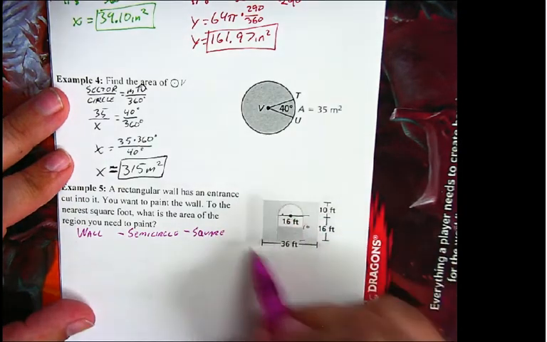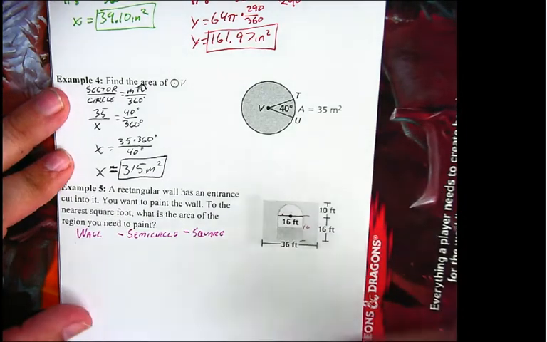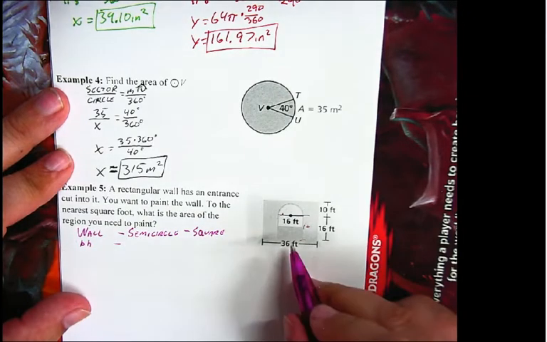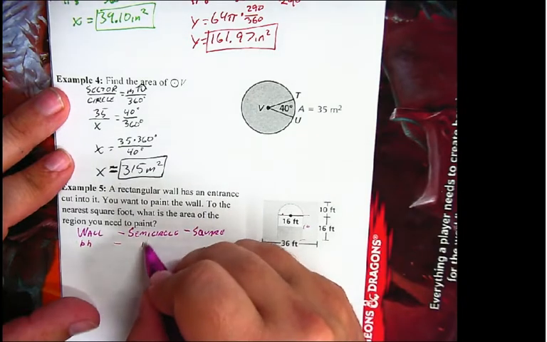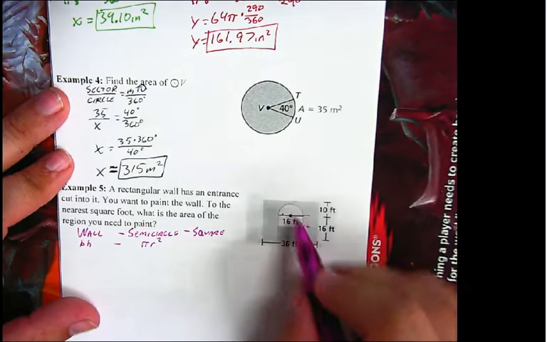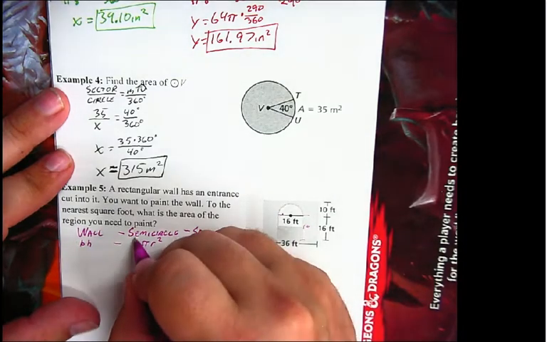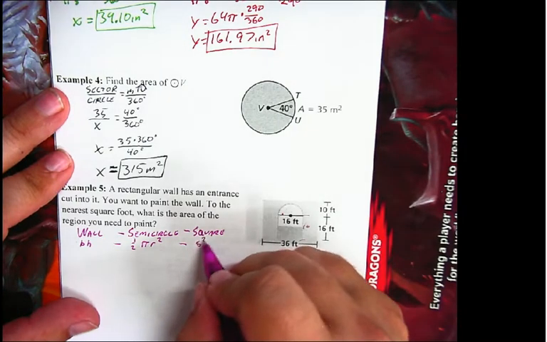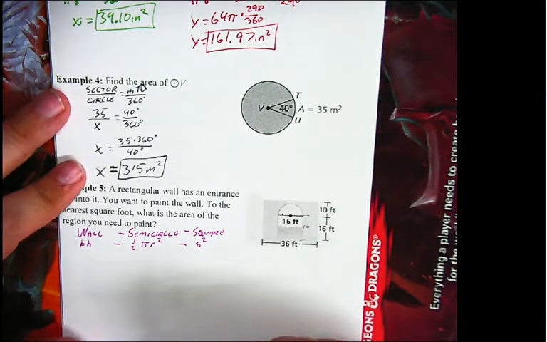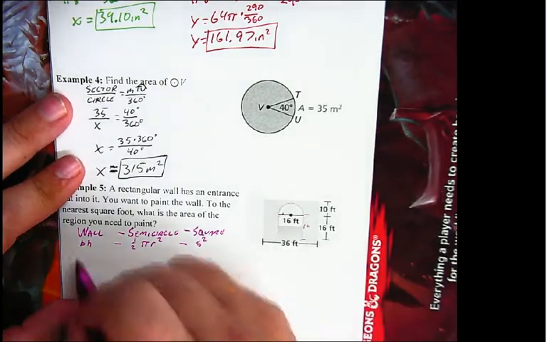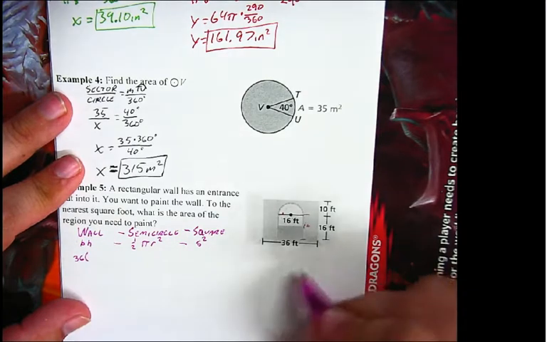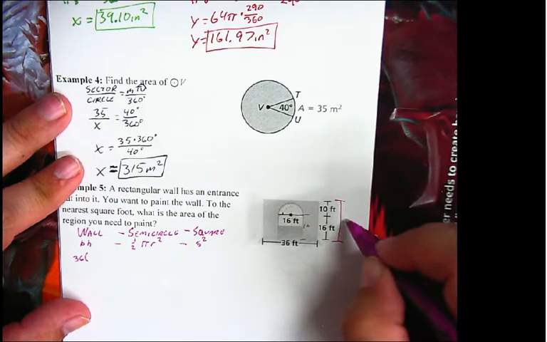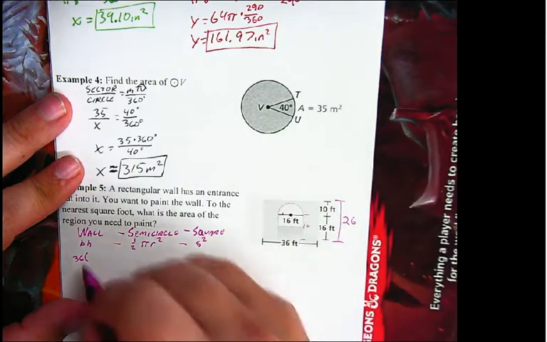Okay, so for the whole big wall, that is a rectangle. So that is base times height. For the semicircle, well, for a circle, it would be pi times r squared, right? We have just half of a circle, so we're going to cut that in half. So times 1/2. And for the square it is side squared. All right? So let's start plugging stuff in. For the wall, base, 36, times the height. Oh, it didn't give me the height. Ah, but over here it did. We have 10 and 16, so this is 26 for the whole thing.